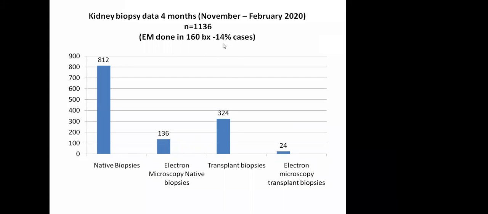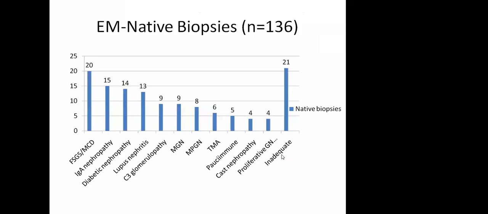So only in 14% of biopsies EM was done. That means very few cases are subjected to electron microscopic examination. Out of 812 native biopsies, 136 EMs were done, and out of 324 transplant biopsies, only 24 EMs were done. And this was the distribution of the 136 cases of native kidney biopsy where EM was done. And what I want to highlight is EM category 3, that means EM is redundant or not required.